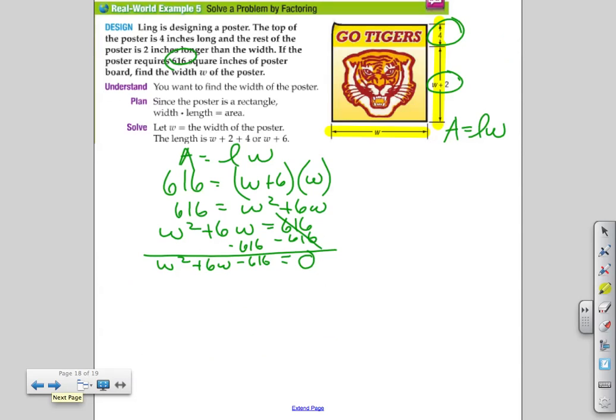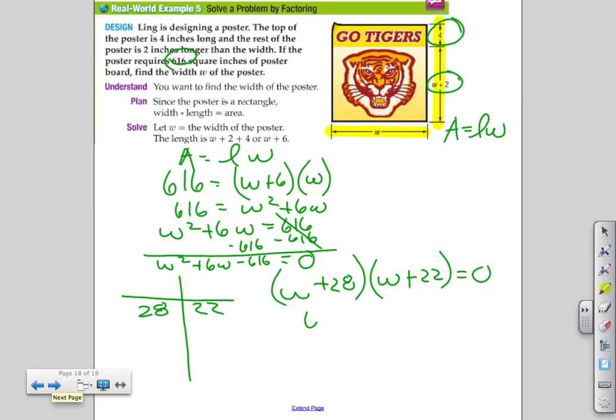Now I'm going to make a little chart and try to factor it. Ooh, this is tough, isn't it? 616. Well, these really are yucky numbers, so I'm just going to tell you it's going to be 28 and 22. We won't have anything that hard to start with. So we're going to get W plus 28 and W plus 22 equals 0. So W is either going to equal negative 28. Can you have a negative number? Poof, I guess so. And W equals 22. Okay?